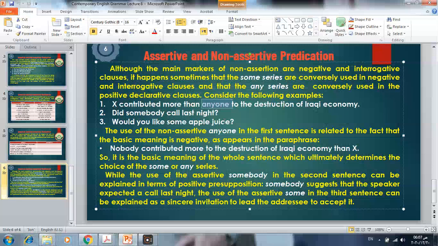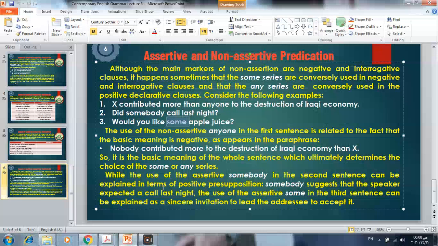Number two, did somebody call last night? This is a question, and in questions we are not expected to use assertive forms like somebody. However, we used it here. Okay, and this is an exception. Number three, would you like some apple juice? And this is another question. We are expected to use a non-assertive item, but here we use an assertive one.